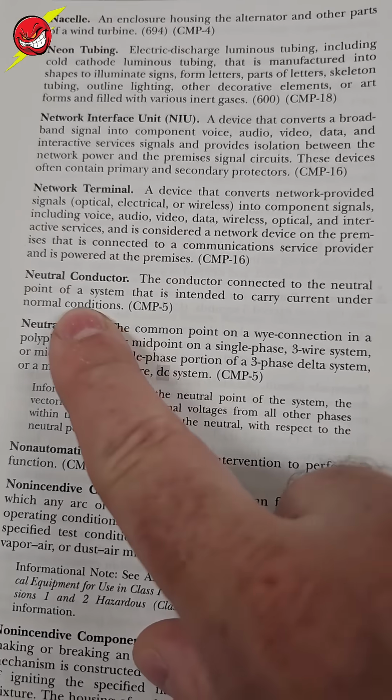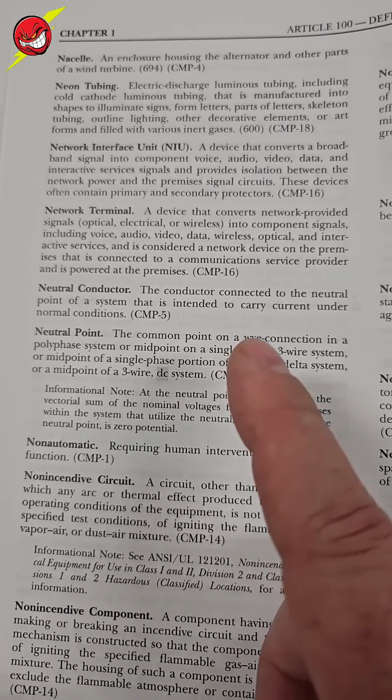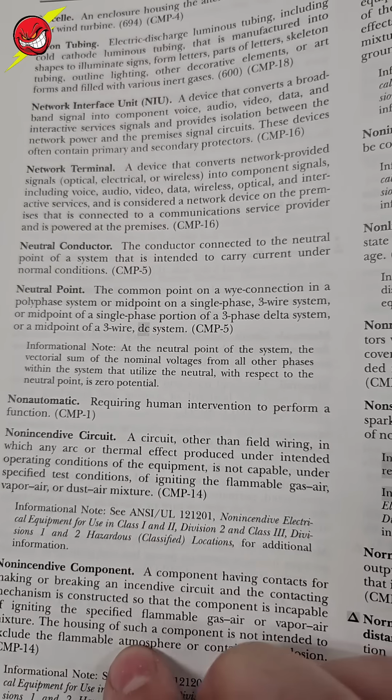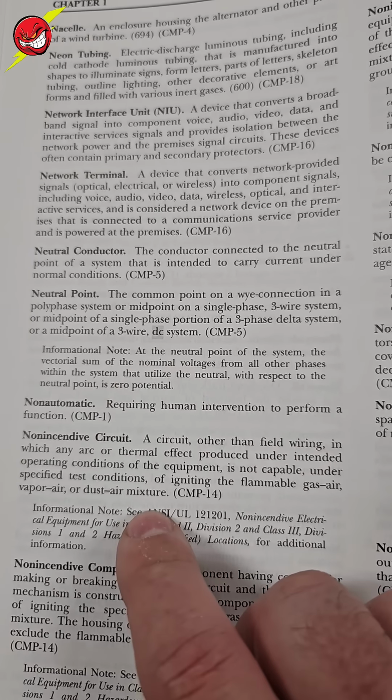Article 100 of the NEC has a definition for neutral conductor: the conductor connected to the neutral point of a system. Well, what's the neutral point? You can pause and read that whole thing. I'm not going to read it to you. But the important thing is actually this informational note.